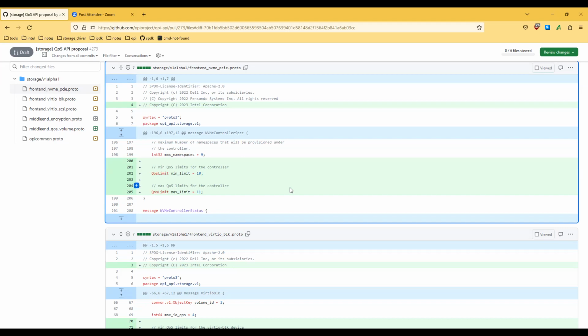OPI stated that we need to have QoS in the middle end, but this approach propagates QoS to other levels like the front end and potentially the back end. And I'd like to find out what you think about that approach.